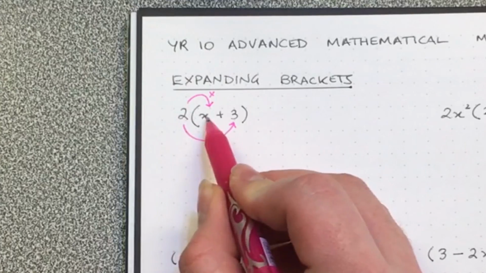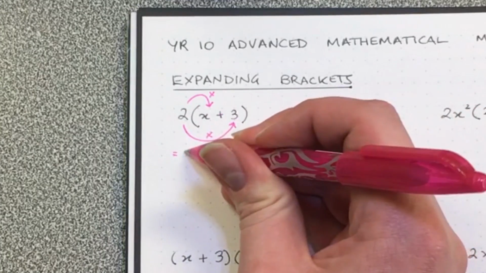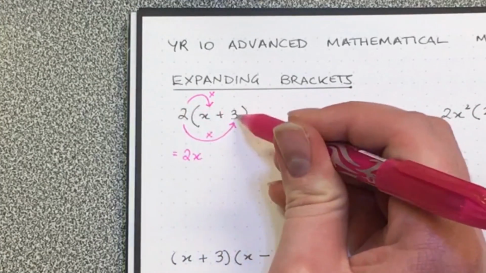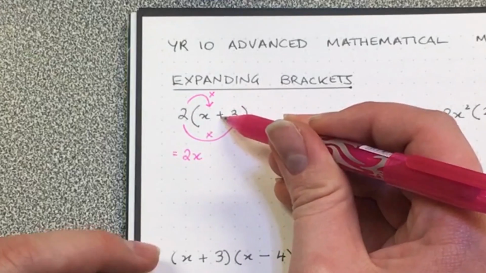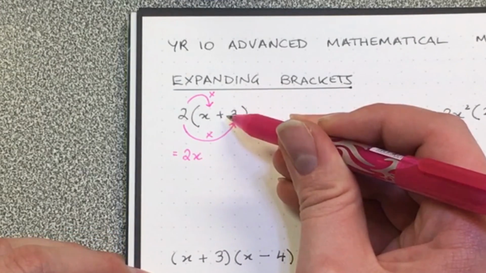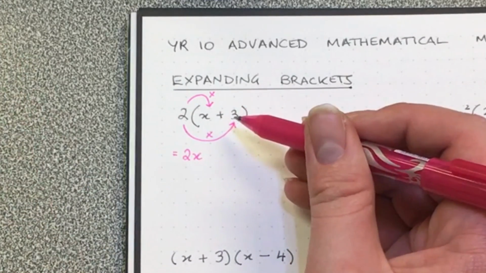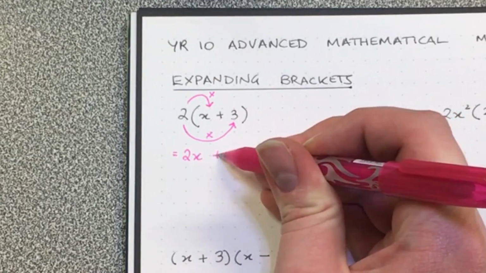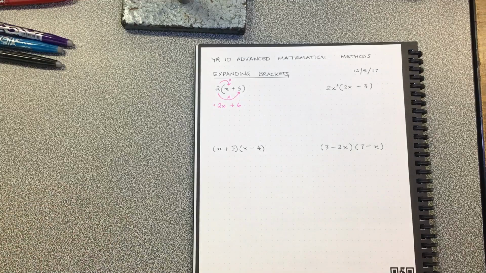So what we do is 2 times x is going to be 2x. 2 times positive 3. Remember, the little sign in front of the 3 also indicates whether or not your answer is going to be positive or negative. So this is positive 6. There we go. So that's expanding the brackets here.